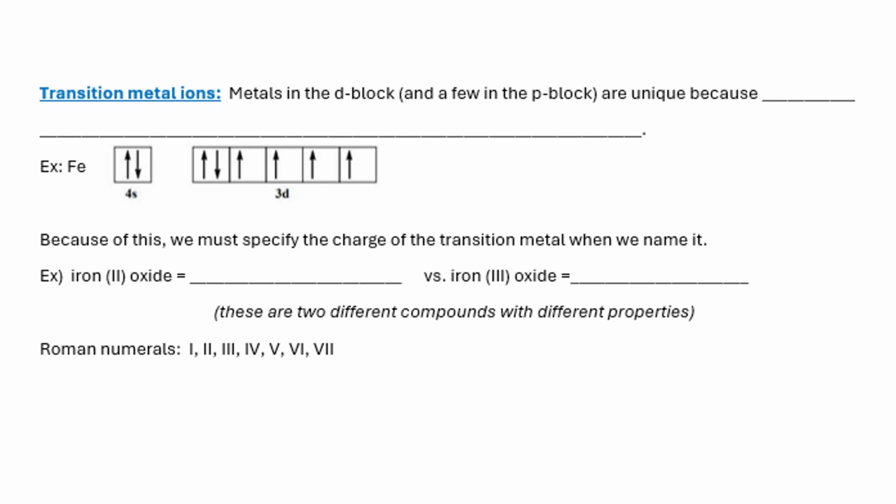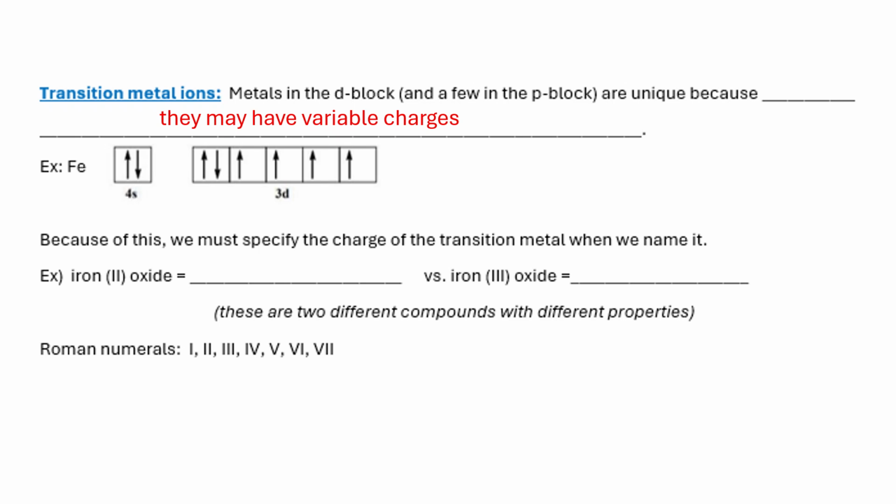Today we're going to talk about two topics, transition metal ions and also polyatomic ions. So let's start with transition metal ions. Transition metals are in the D block, and there are a few in the lower left of the P block. They're unique because we can't really guess their charges just by looking at the periodic table most of the time. They have variable charges. So sometimes copper might be +1, sometimes it might be +2. So we have to come up with a system for knowing which one it is.